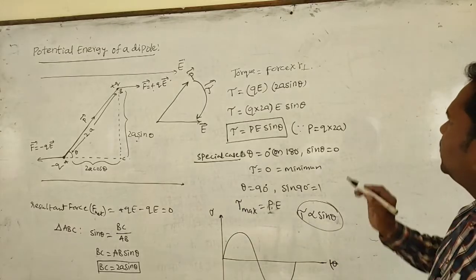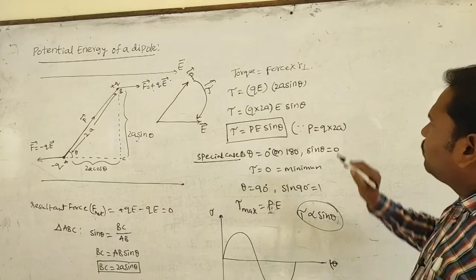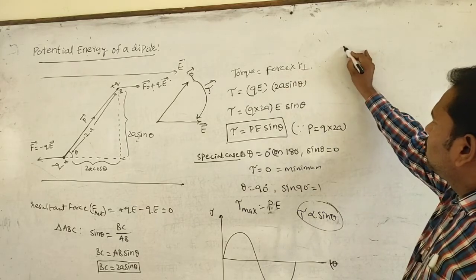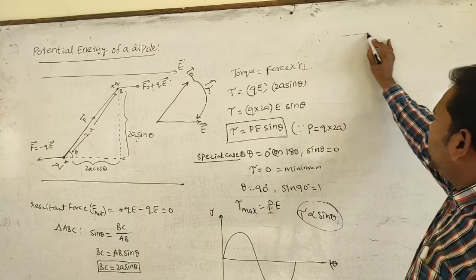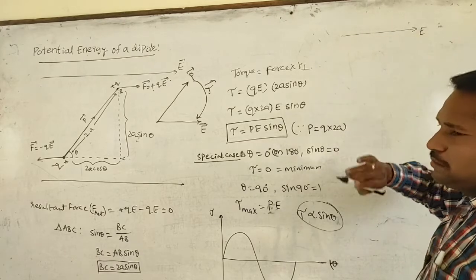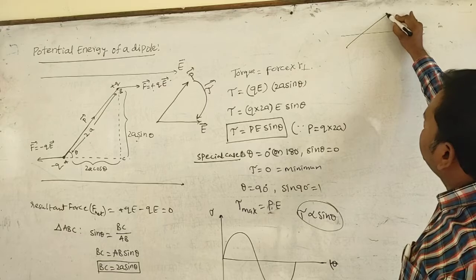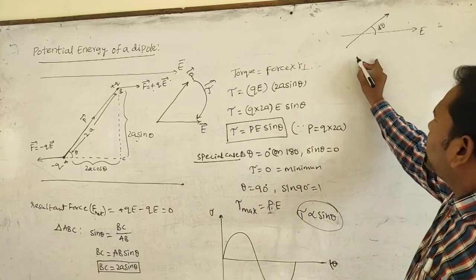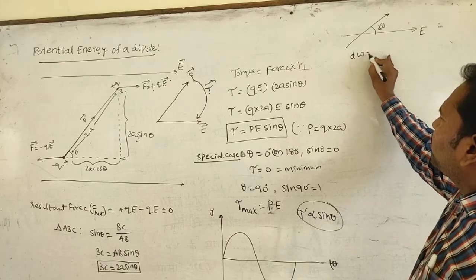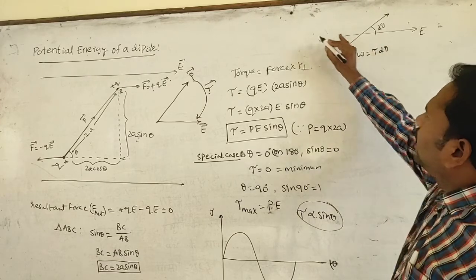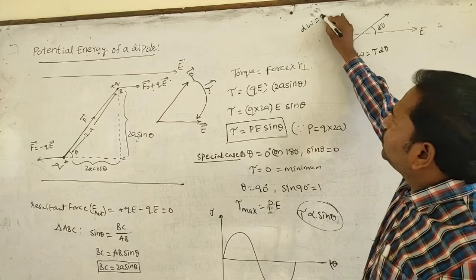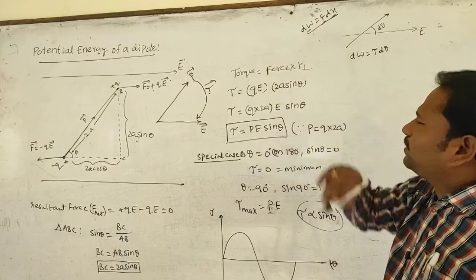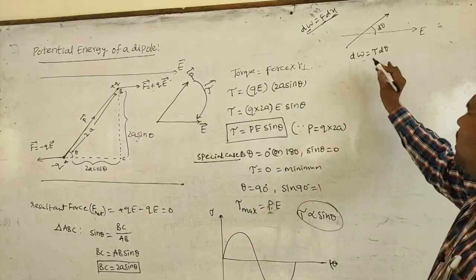Now we are going to find its work done. Suppose this is the electric field and we rotate the dipole through d theta. Then how much is the work done? The rotational work done dW is equal to tau into d theta, just like dW is equal to force into dx. That is the linear work done from linear displacement, and this is the angular work done.